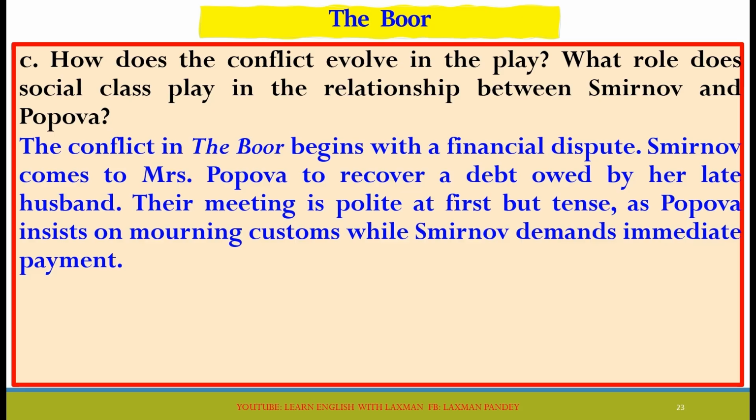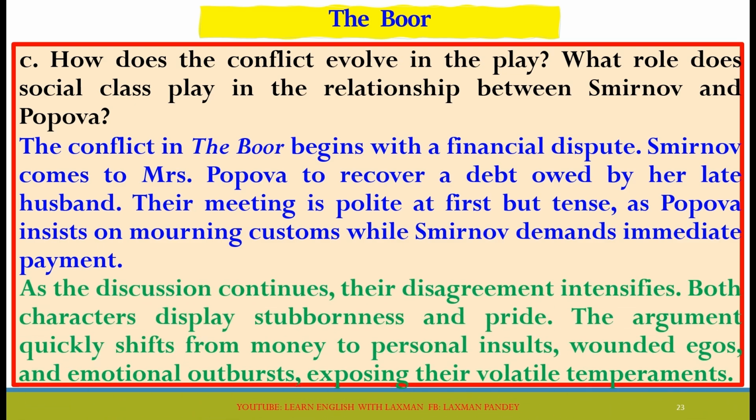The conflict in The Boor begins with a financial dispute. Smirnov comes to Mrs. Popova to recover a debt owed by her late husband. Their meeting is polite at first but tense as Popova insists on mourning customs while Smirnov demands immediate payment. As the dispute continues, their disagreement intensifies. Both characters display stubbornness and pride. The argument quickly shifts from money to personal insults, wounded egos, and emotional outbursts, exposing their volatile temperament.